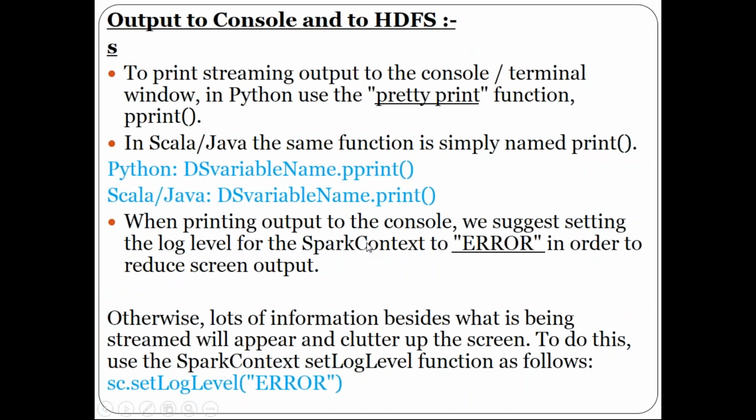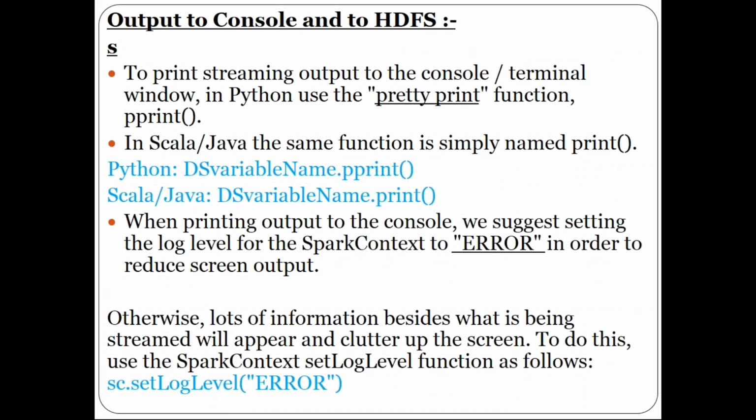Let me move on. Now, how does the output console look? To print the streaming output to the console, terminal window, in Python, use pprint. pprint is nothing but pretty print: ds variable name dot pprint. In Scala, it is ds variable dot print.